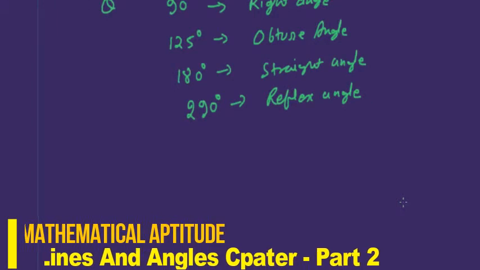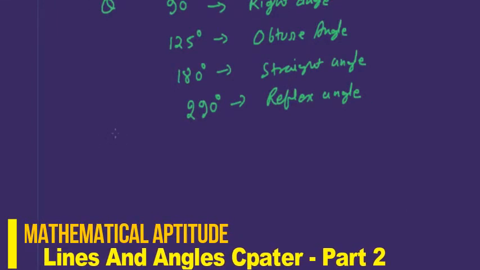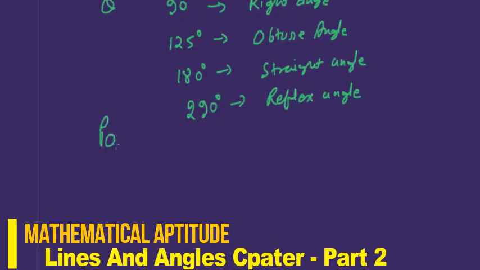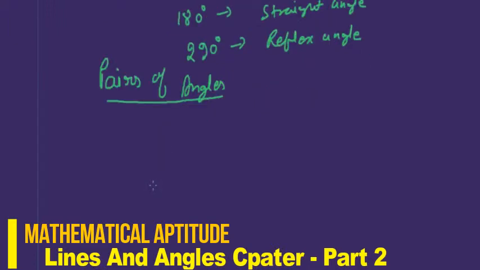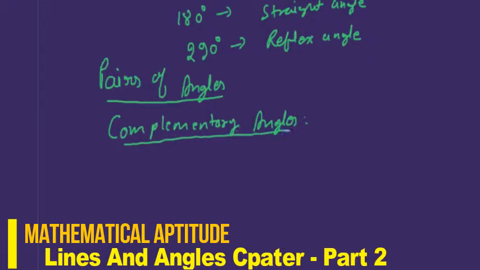Now after that we discuss the pairs of angles. In this, first of all we discuss complementary angles. What do you mean by complementary angles? Two angles whose sum is 90 degree are said to be complementary pairs.